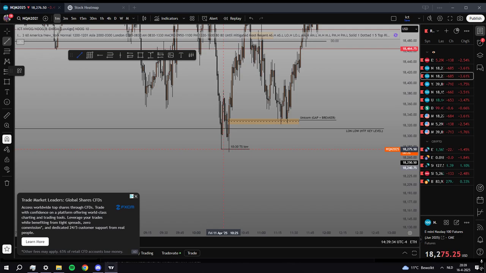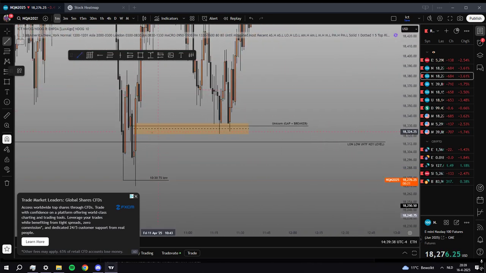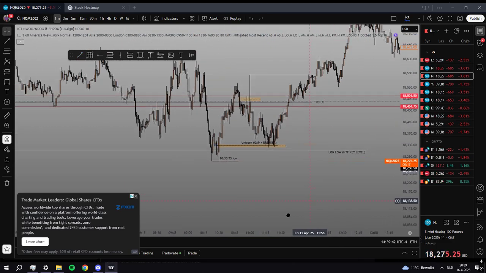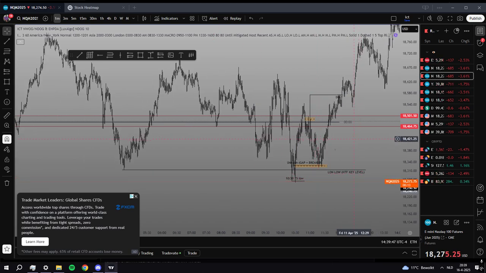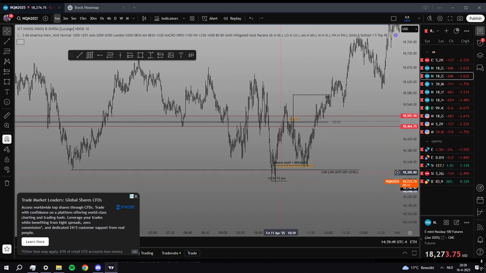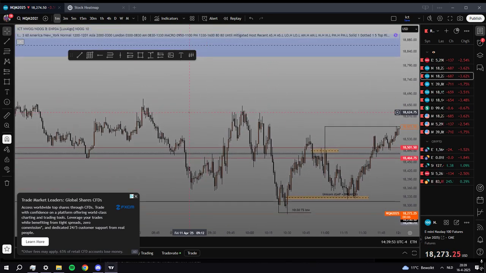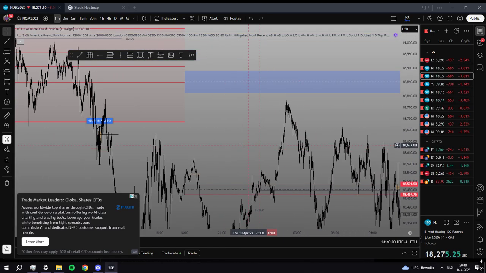Sweep of London low. 10:30 sweeps the initial low, and this breaker block plays out. Draw on liquidity, breaker block, high time frame level, resweep of that high, lower. You know what I mean? It's not that hard. You just have to use common sense in this, and you will get there eventually. So let's go for some more.